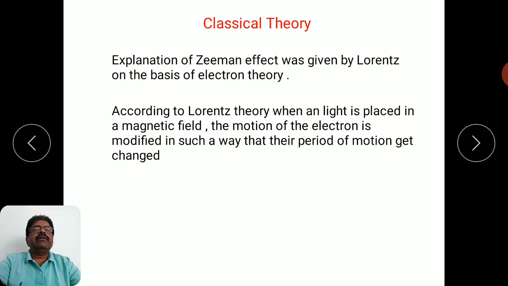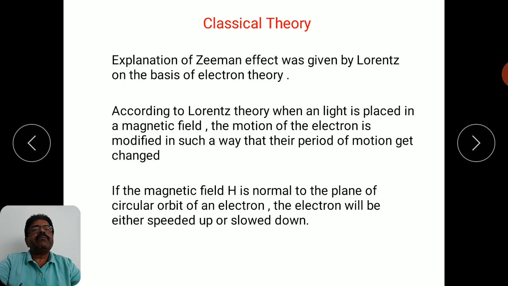So the basic concept that Lorentz has put forth is based on the electron theory. The revolving orbit of electron is modified because of the magnetic field. So that was the concept put forth by Lorentz.